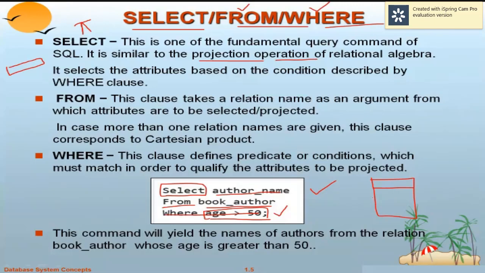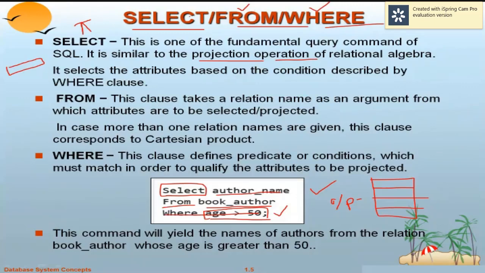In that case, the compiler would check for only those authors' names whose age is greater than 50 and filter out the data and keep it in front of me. Now I have only the names of those authors whose age is greater than 50. So I think now the role of select, from, where condition is pretty clear.